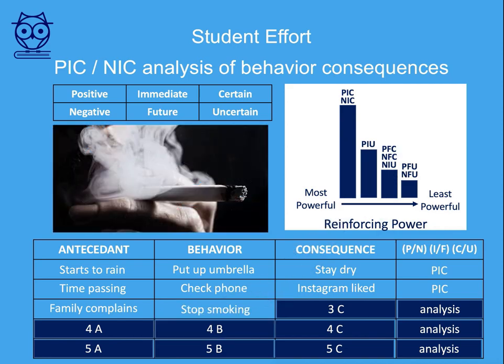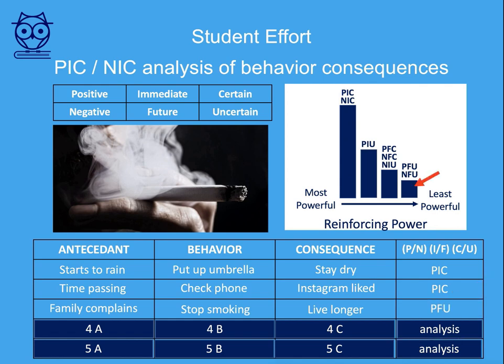One of the consequences hoped for is that the ex-smoker will live longer. Analysis of consequence. Person lives longer. Living longer is positive. The consequence cannot be determined yet, so it is categorized as future. And the consequence is uncertain. The person could die from a different cause. So this is a PFU, positive future uncertain.